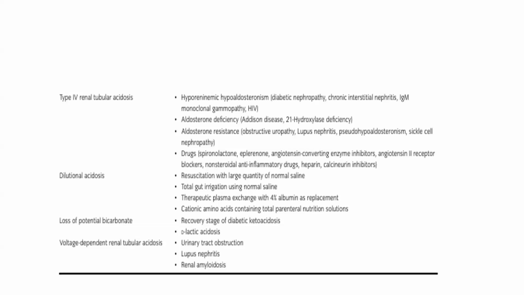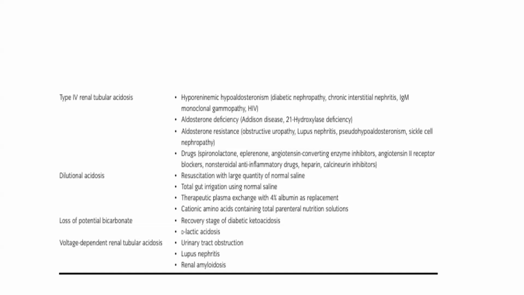Then aldosterone deficiency like Addison's disease and 21 hydroxylase deficiency, aldosterone resistance like obstructive uropathy, lupus nephritis, sickle cell nephropathy. Then drugs like spironolactone, eplerenone, ACE inhibitor, angiotensin 2 receptor blocker, NSAID, heparin, and calcineurin inhibitor.